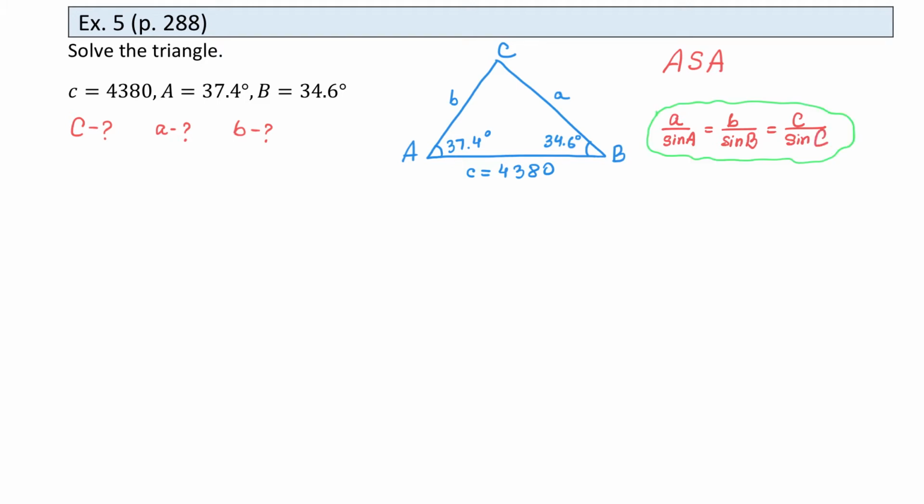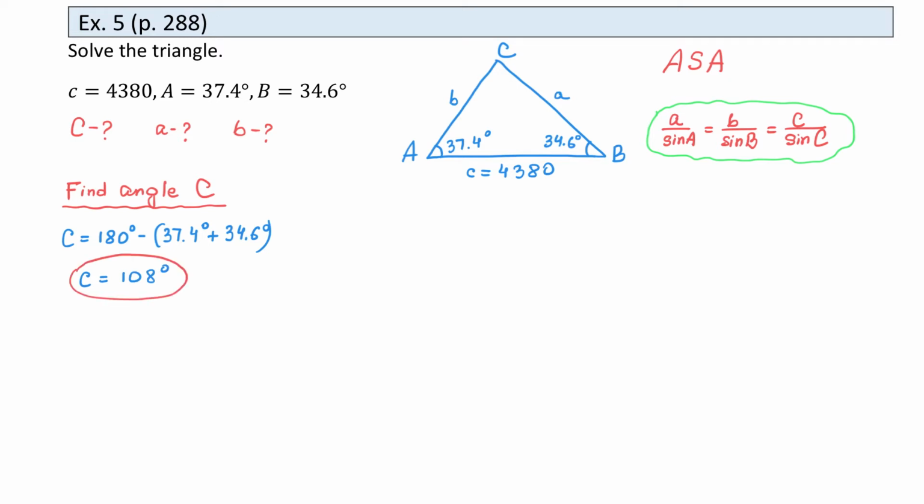At this point, it looks like I can't start with the law of sines, because if I look at these fractions, in the first one, I don't know side A, I know angle A. I don't know side B, I know angle B, and I know side C, but I don't know angle C. So in this case, we have to start by finding angle C. Angle C equals 180 degrees minus the sum of 37.4 degrees and 34.6 degrees. Angle C equals 108 degrees.